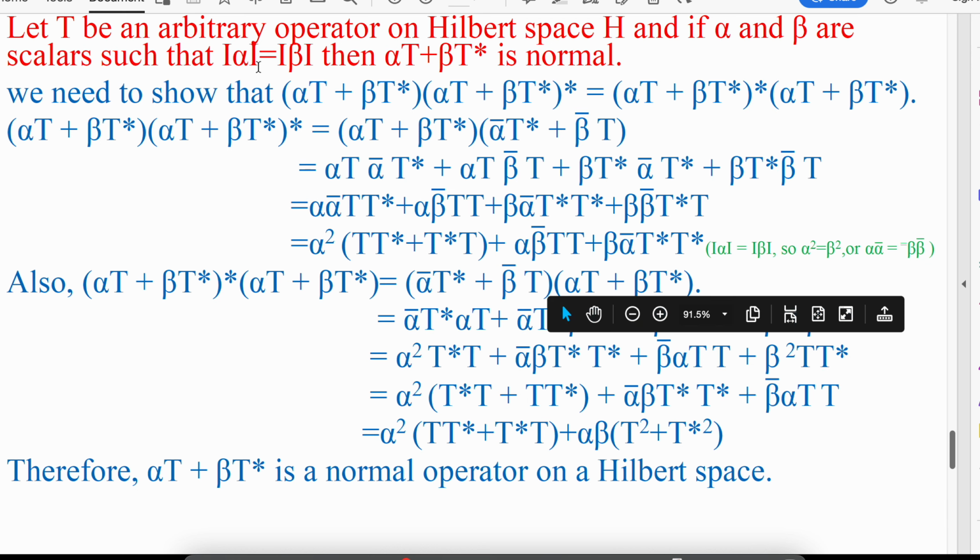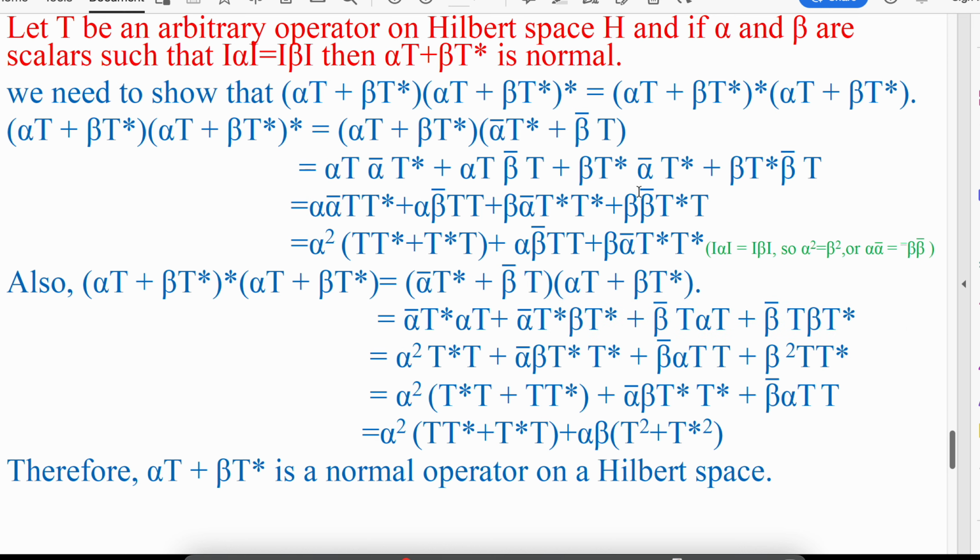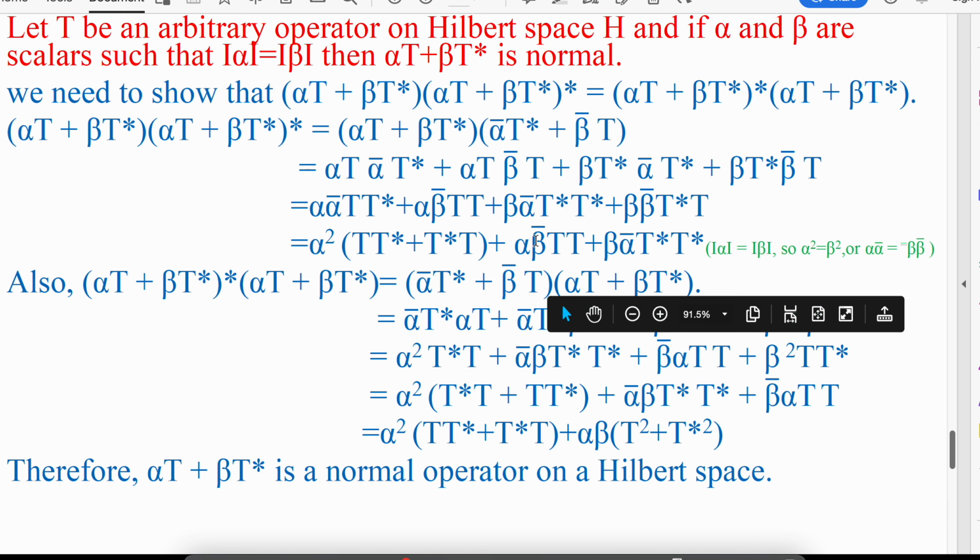It is given to us that modulus alpha is equal to modulus beta. So it means alpha square equals beta square, and alpha bar equals beta bar. So we can write alpha square common, and we get alpha square times (T star T plus T T star), and here we have two terms, alpha bar beta T star T star and beta bar alpha T T.